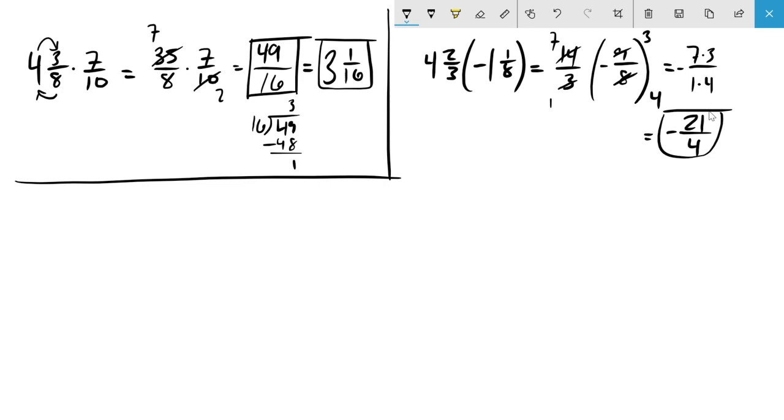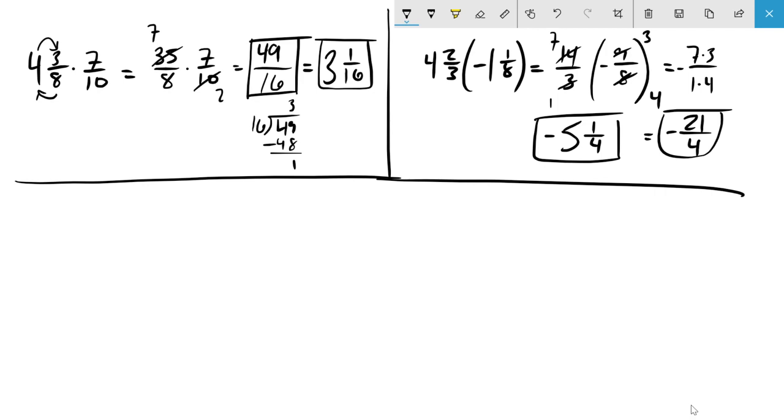If you wanted to, this could become a mixed number, right? Because 4 goes into 21 how many times? 5 times, because 5 times 4 is 20, with 1 left over. So either one of those would be fine. If you didn't simplify, like if you didn't simplify the 9 and 3, so I left it as 72/6.